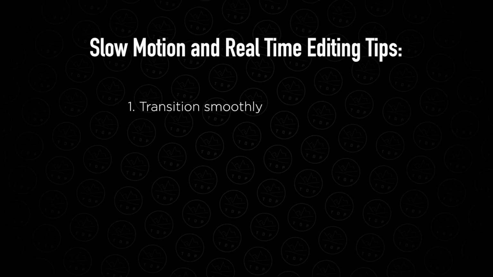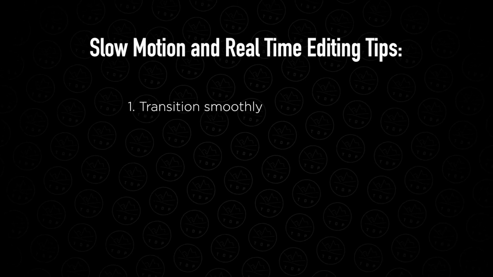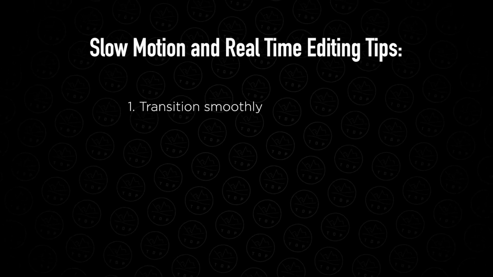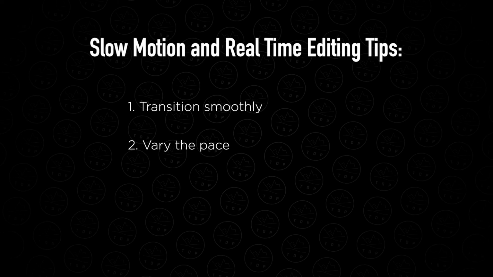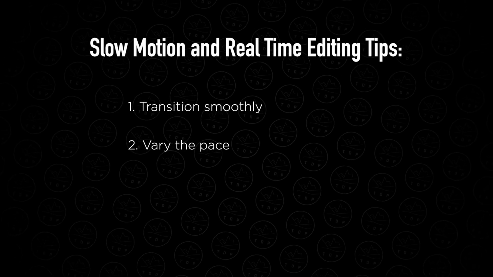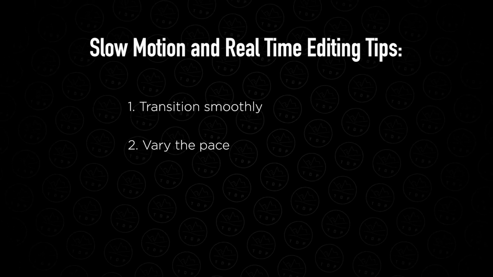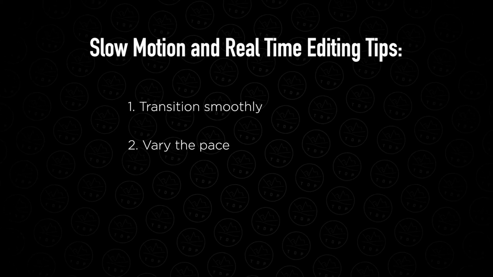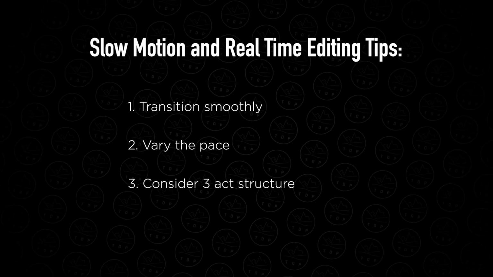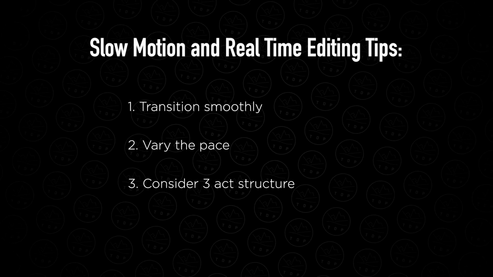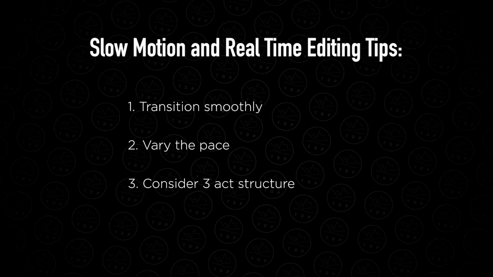So to recap some tips for editing slow motion and real-time footage together, try to transition smoothly between real-time and slow motion footage using music or speed ramps. Try to vary the pace using real-time footage for a faster pace and then slow motion footage for a slower pace to give the audience time to catch up and recompose. Think about your story acts, remembering that the climax is usually more epic and the introduction is usually a bit more laid back and realistic.